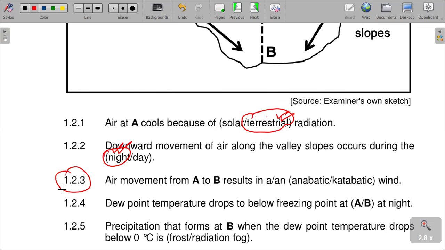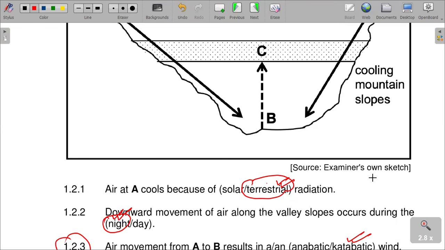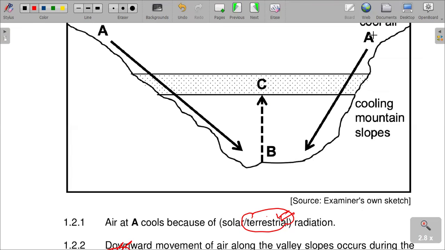Number 1.2.3: a movement from A to B results in a dash wind. It results in katabatic winds. Katabatic winds result in air movement from A to B. As you can see, there is a downslope wind, and we call that katabatic winds. That is what you need to know in terms of air movement from A to B.